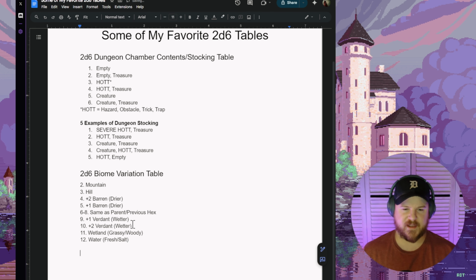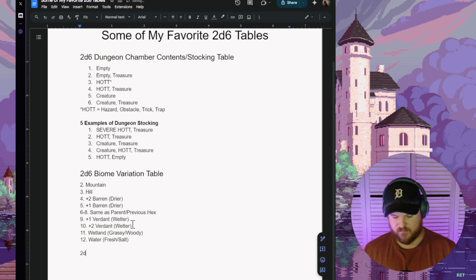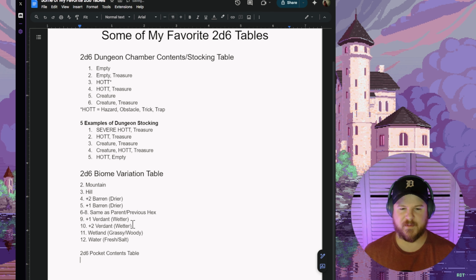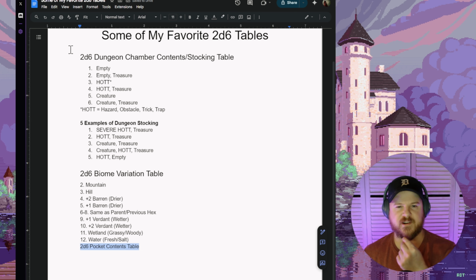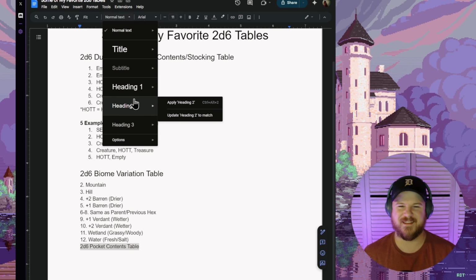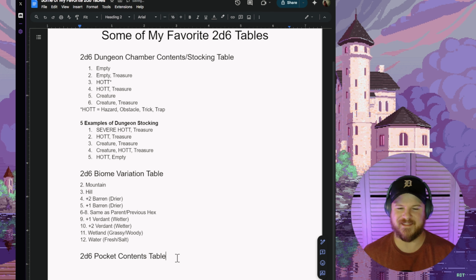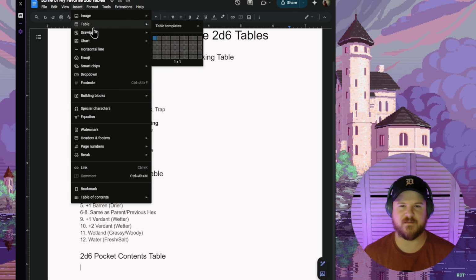So this is another one that I get asked about pretty regularly. The weird thing about the pocket contents table is that, as far as the 2d6 chart goes, this isn't actually a table. Well, I mean, technically it is a table. It's specifically a table. It's not lit, is what I'm trying to say. It's like a little matrix. So we're going to actually need to make a table.